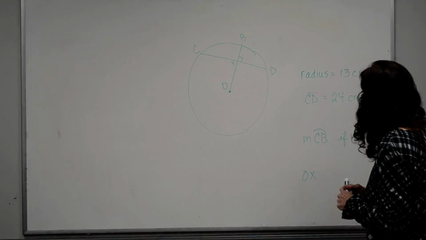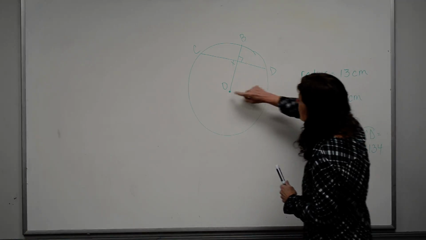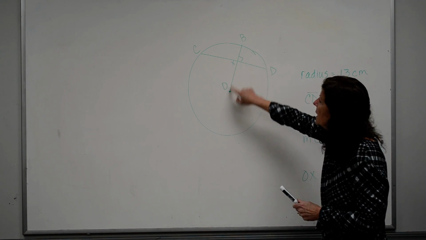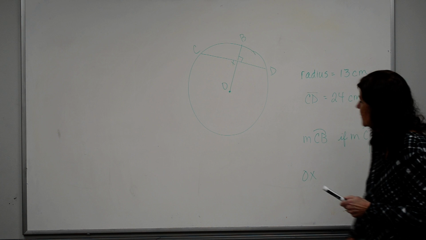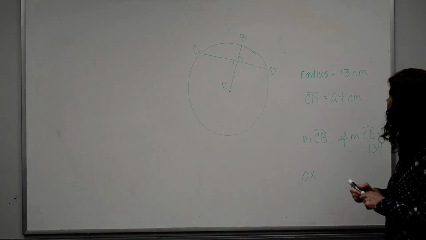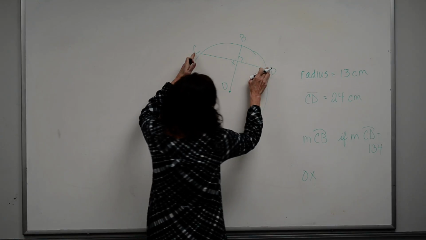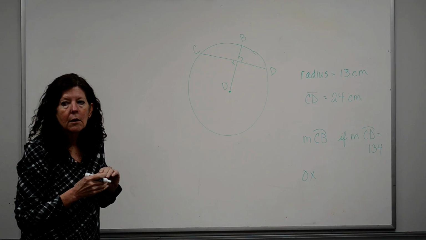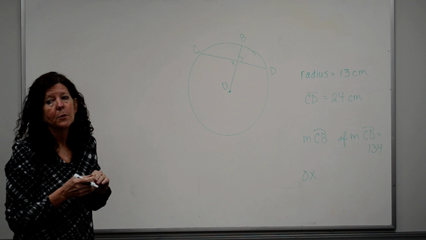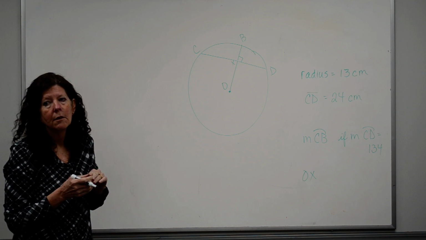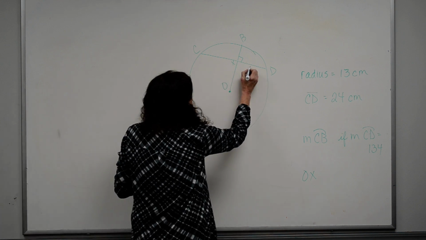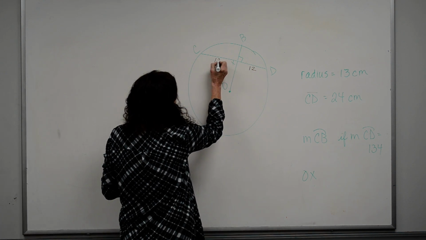Okay, I have a radius of 13. Now the radius is from here to here, right? That whole thing is 13. Don't make the mistake and just take it to that spot right there. I know that CD, that whole thing, is 24. So what do I know about each side? They're congruent, and if the whole thing is 24, what's the measurement of each side? Half of that. Okay, so 12. So this is going to be 12, and this is going to be 12.